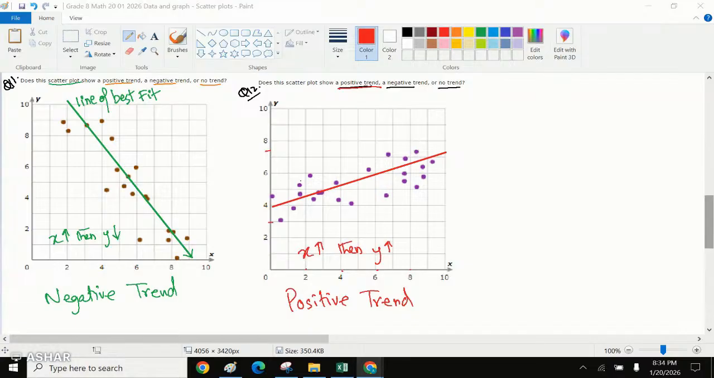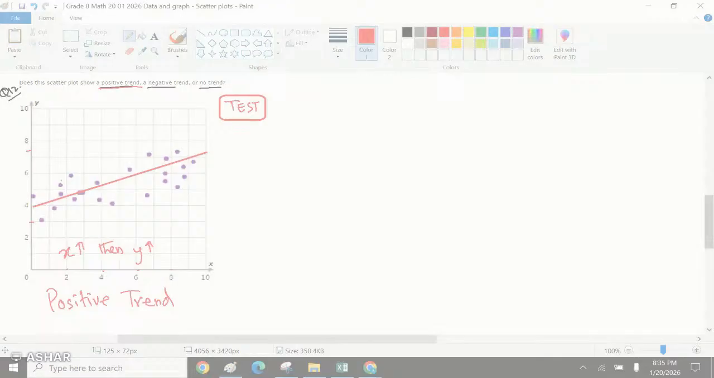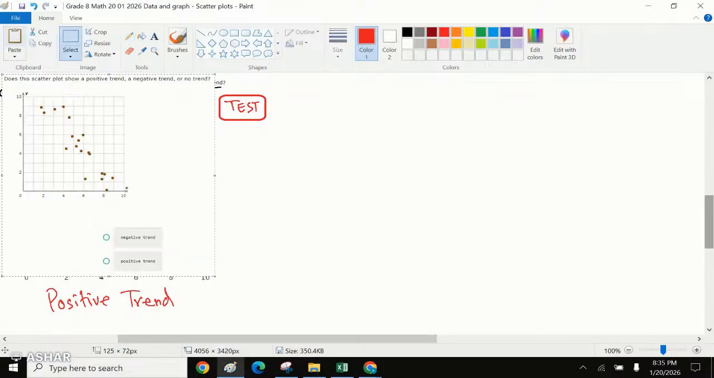So let's try to do some questions from the test. Okay, let's do some questions from the test and see what we understood over here. So if I put the heading for test, can you people connect the test also so that we do it together? So the question number 1 we have in the test says, what is the trend, positive, negative, or no trend? And this is the first question that we have.